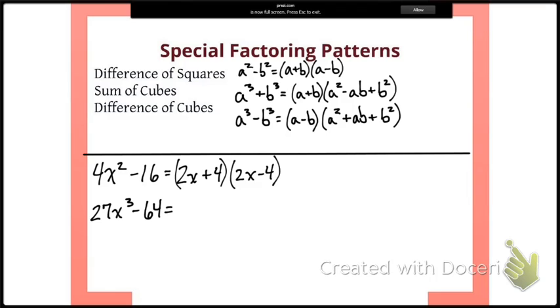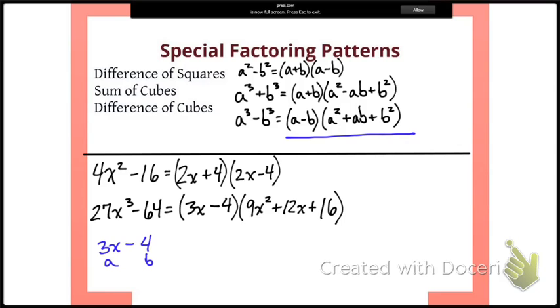In the second piece, you have 27x cubed minus 64. And from our work, we know that the cube root of 27 is 3, and the cube root of 64 is 4. So we know that we have an a term, which would be 3x, because the cube root of x cubed is x, and our b term would be 4. So this is our a, this is our b. Now if we factor it out, we'll follow the pattern up here, and it will be 3x minus 4, and then 9x squared plus 12x plus 16.